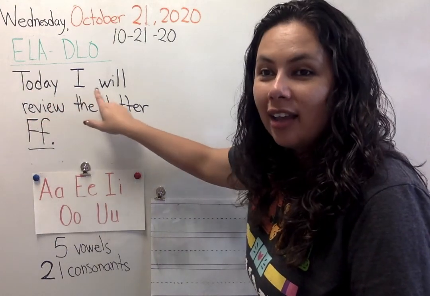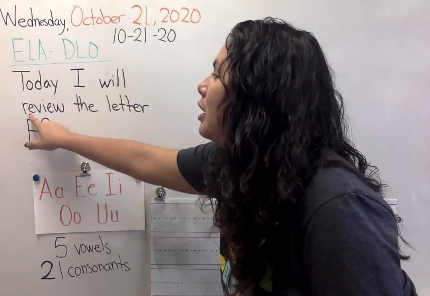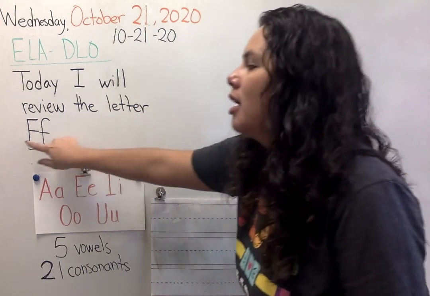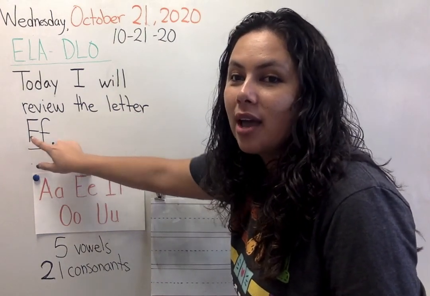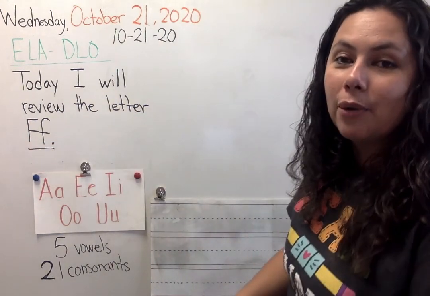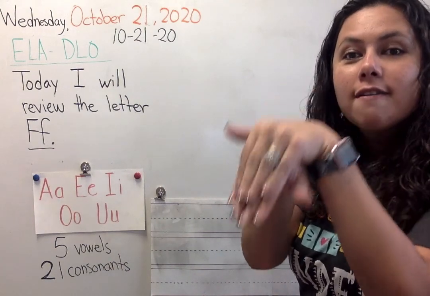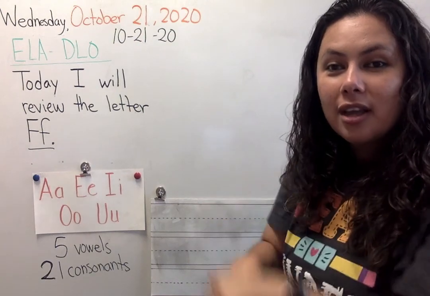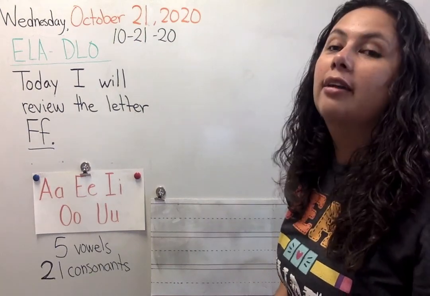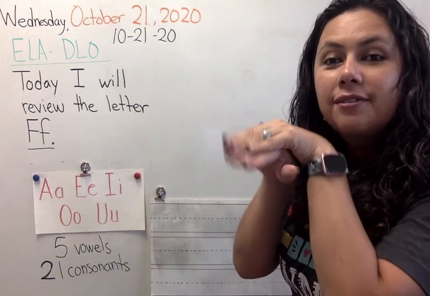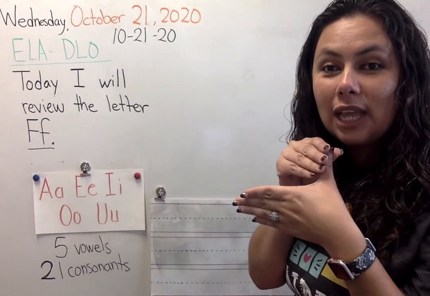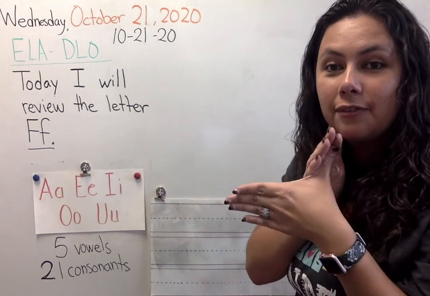Today I will review the letter F. Capital F and a lowercase f. Remember, it makes a sound. You put one hand on top of the other and you go fff, for F, like Francie, fish. That very first sound is that onset sound.